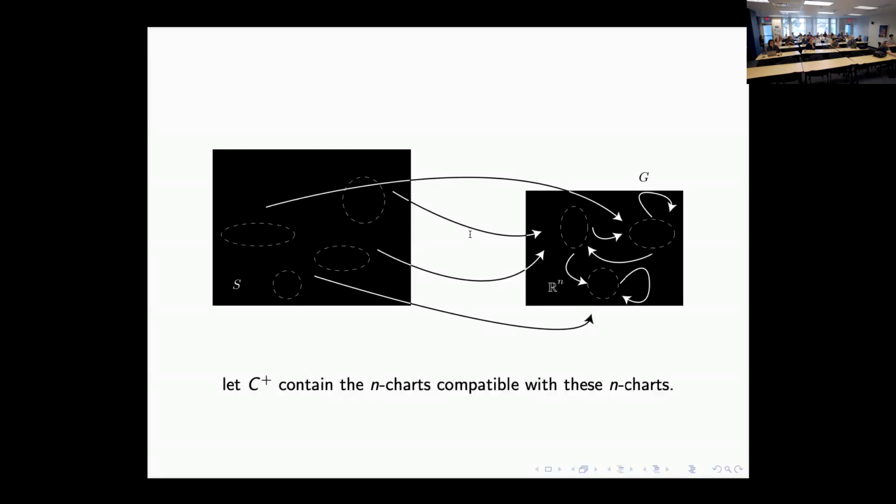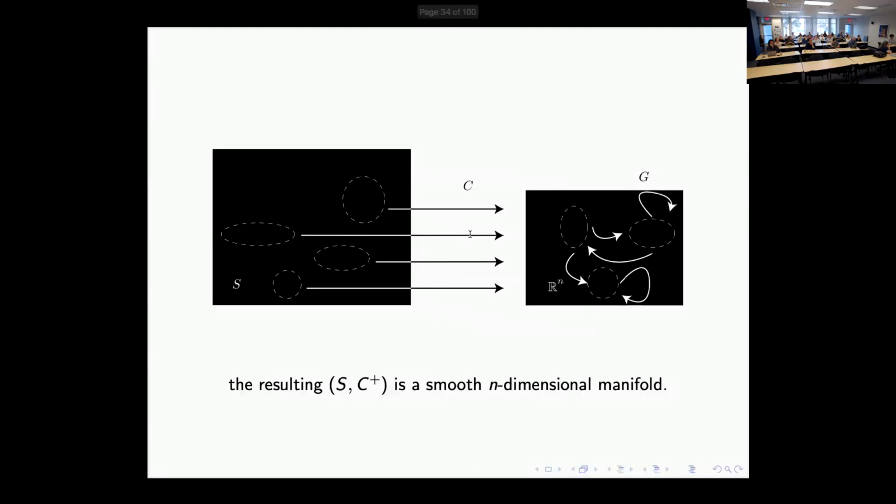Consider all coordinate charts of this form for the maps in C. Now throw in wholesale all of the other coordinate charts that you could put on S that are compatible with all of the coordinate charts that we just put on it. Let this collection be C+. One can now prove, it's not a particularly difficult proof, that the resulting collection C+ of n-charts is an atlas on S, and so we've recovered a smooth n-dimensional manifold from the data provided to us by S and C. Okay, so we built up a manifold from a collection of privileged coordinates.